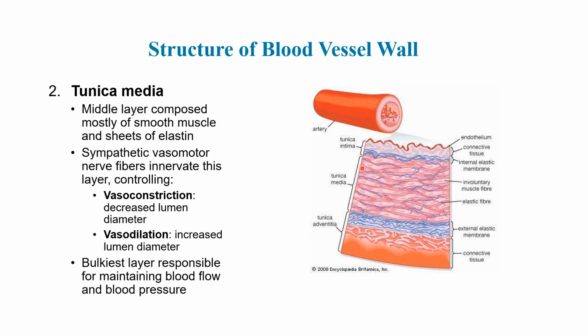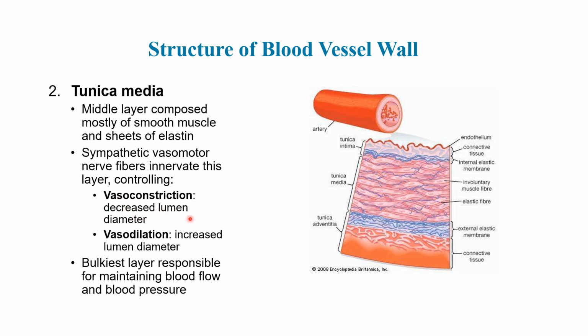Inside tunica intima, we have tunica media. Tunica media is composed of smooth muscles and it contains elastin fibers. And it has sympathetic vasomotor nerve fibers. Because this layer can constrict and it can dilate. So when these muscles contract, there is vasoconstriction.